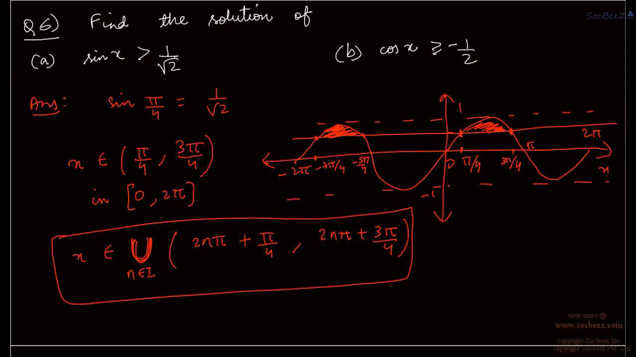So this capital U does that, and we know that n belongs to the integer set. N can take only integer values: 0, plus or minus 1, plus or minus 2, all these values. So x belongs to the union of this set, 2n pi plus pi by 4 to 2n pi plus 3 pi by 4, where n belongs to the integer set. Right? So this is how we write the solution.